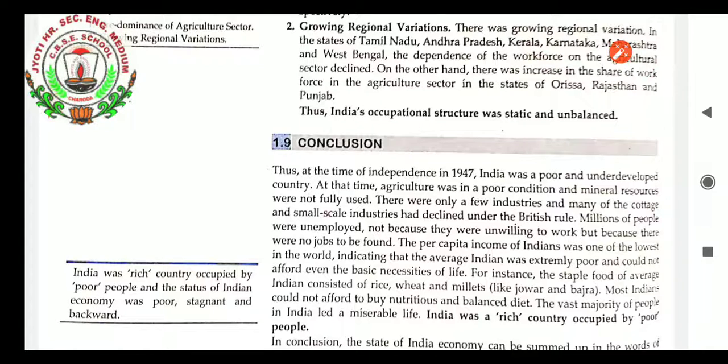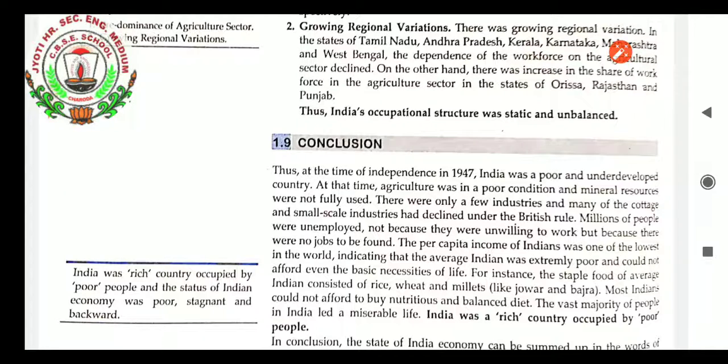The things which industry required were not provided by the Britishers, and even if they tried to get them, the Britishers put hurdles so that they could not gain them. When we talk about foreign trade, over that also the Britishers' rule was there. They were not allowing us to export such things which could increase Indian income. So the per capita income of Indians was one of the lowest in the world, indicating that the average Indian was extremely poor and could not afford even the basic necessities of life.